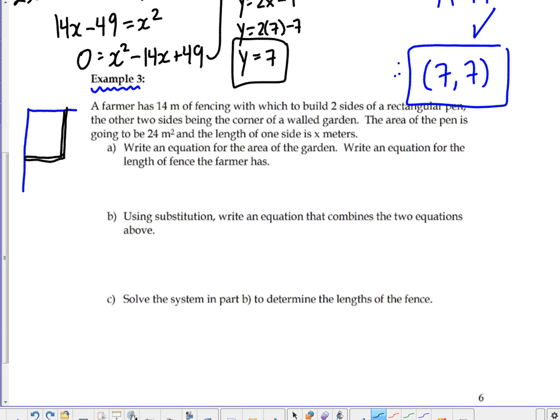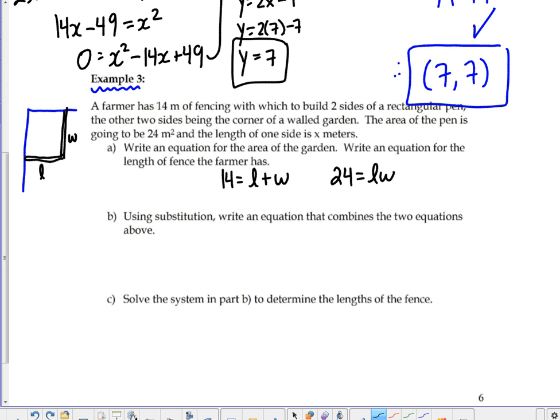First of all, is it a square? They don't tell us it's a square. It's a rectangular pen. Let's just use length and width, okay? So what's my 14 meters equal to? Length plus width. Good. Our perimeter, which is just a length plus a width. What's the area equal to? Area is how much? 24, and area is going to be LW.